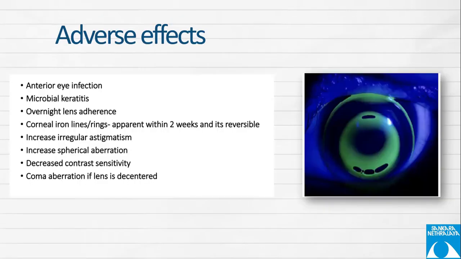for myopia management. So keeping in mind the pros, there are definitely adverse effects which we have to watch out for in our regular checkups. It can range anywhere from anterior eye infection to corneal keratitis to overnight lens adherence. Corneal ion lines or fibrillary lines are very common, which is apparent within 2 weeks, and it's always reversible. There can also be an increase in irregular astigmatism and induction of a lot of high order aberrations, and a decrease in contrast sensitivity. So this is kind of a decentered, inferiorly decentered lens, which is not acceptable.